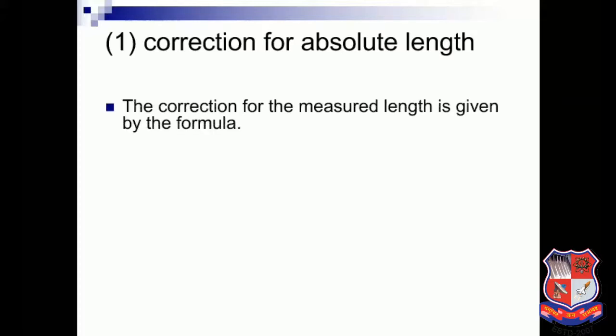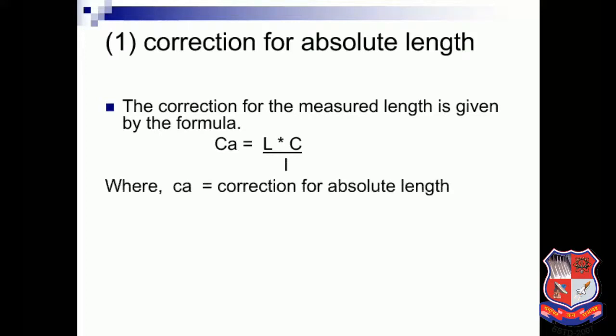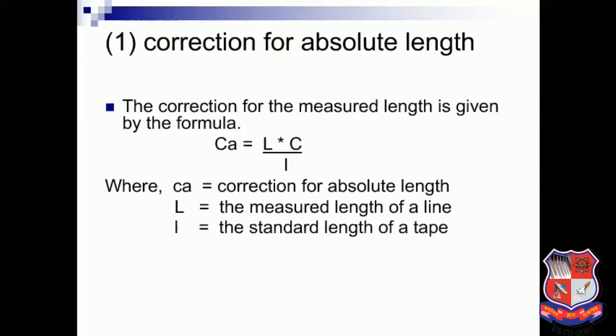The correction for the measured length is given by the formula Ca is equal to L dash into c divided by l, where Ca is equal to correction for absolute length, L dash is equal to measured length of a line, l is equal to standard length of a tape, and c is equal to correction to the tape length.